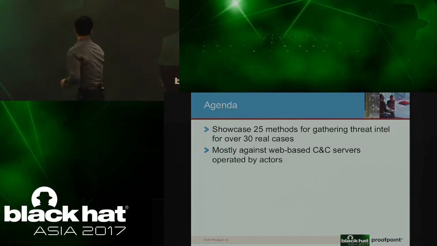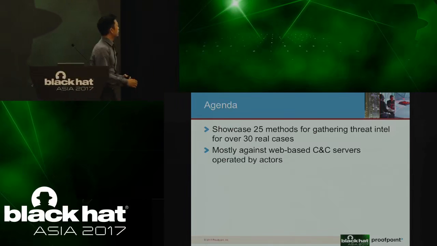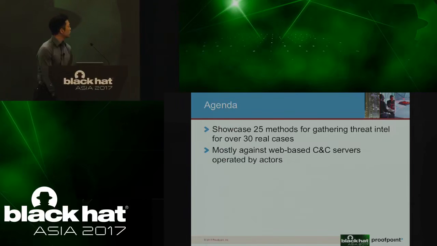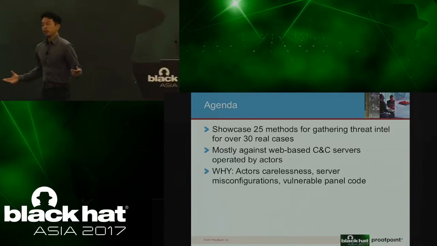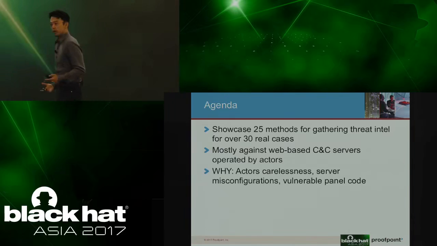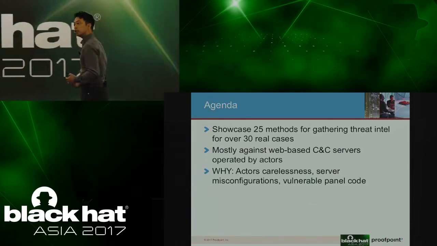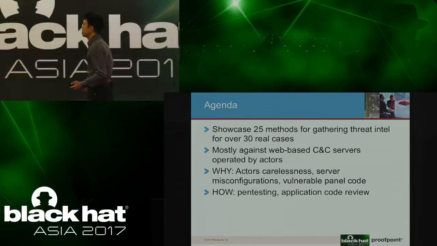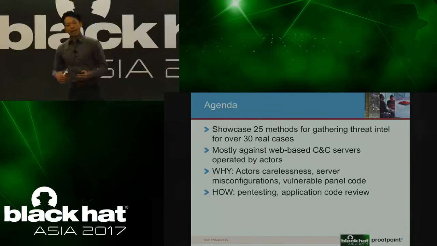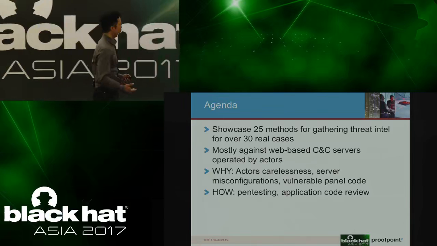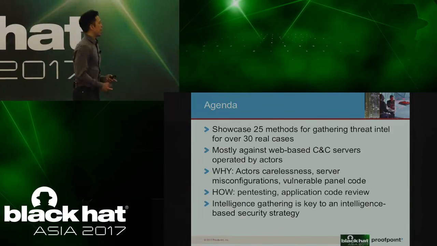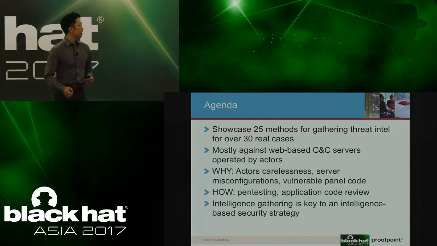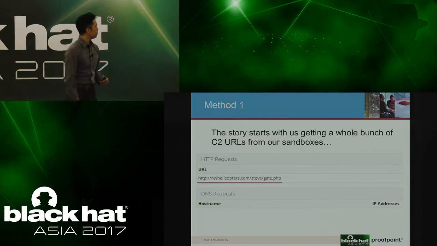We showcase 25 methods for gathering threat intel over 30 real cases, mostly against web-based command and control servers operated by actors. And why are we able to do it? Because actors are quite careless with their server configuration and with the way they write their code. How do we do it? Pen testing, application code review. And finally, we'll show that intelligence gathering is key to an intelligence-based security strategy and make a conclusion.